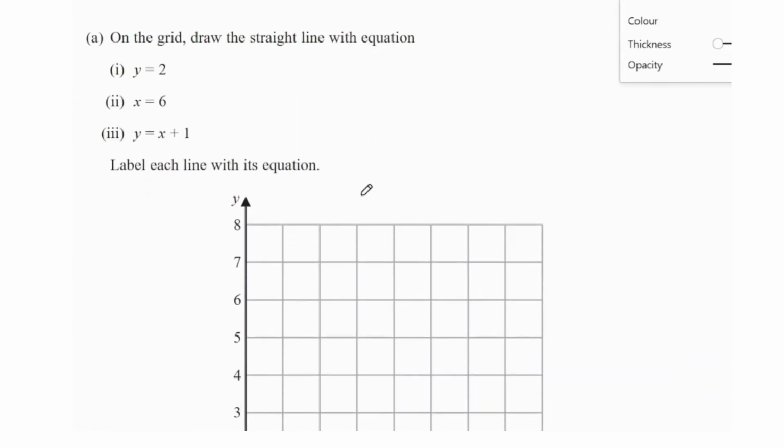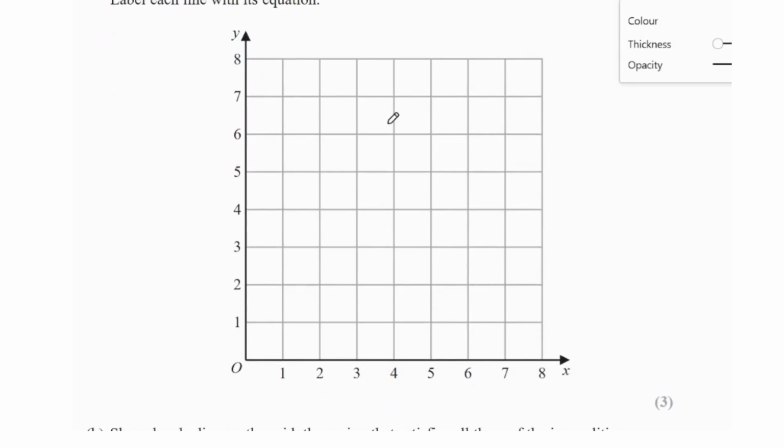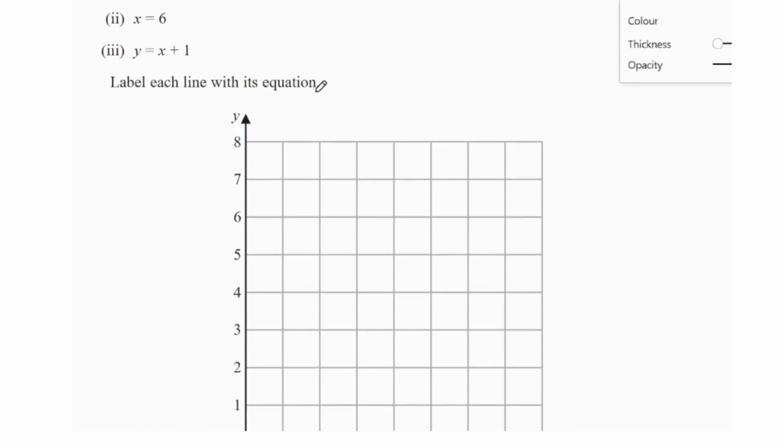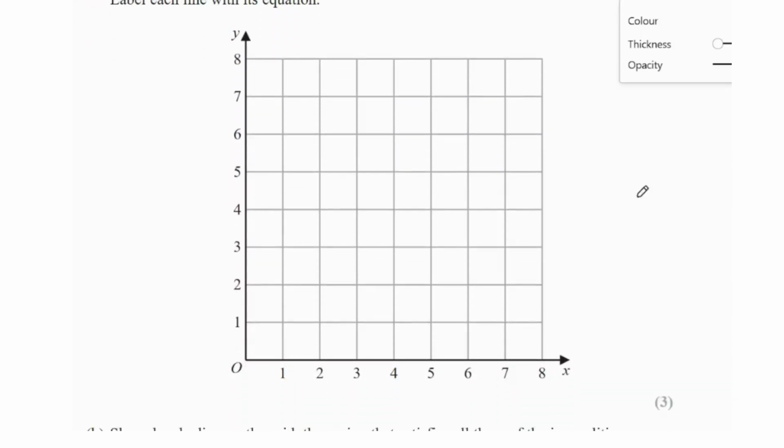This question says, on the grid, draw the straight lines with equations y equals 2, x equals 6, and y equals x plus 1. So where it would be, x equals 6 line. Okay. So let's draw a line here. You need to use a ruler. Okay. So this is x equals 6. Now the next part is y equals 2. I'm going to draw a line here with the ruler.